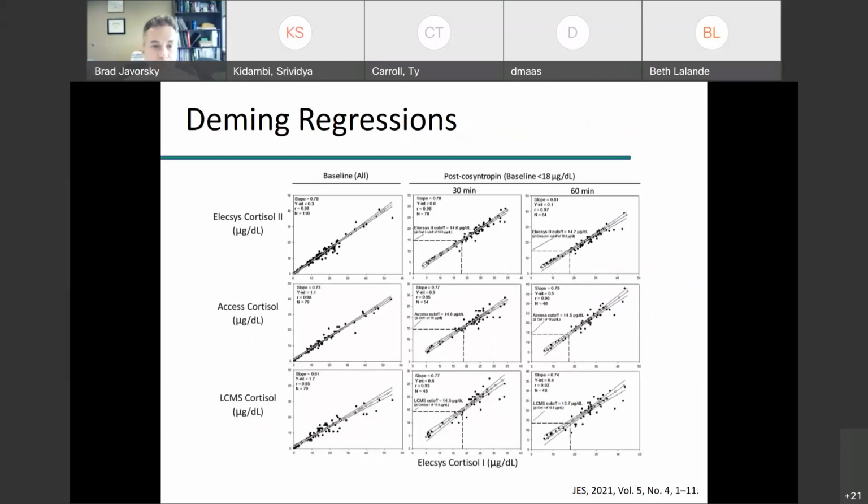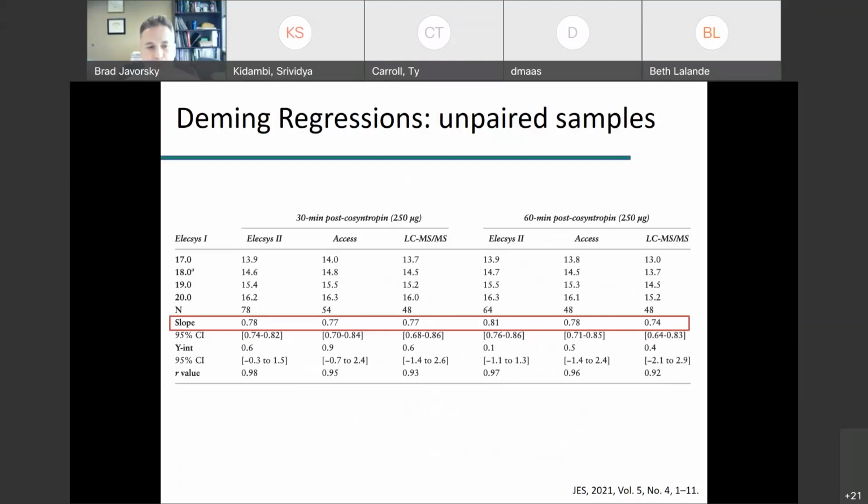Another thing we did is we compared all the different assays and calculated the slope using Deming regression. You can see from this picture that it looks very tight. There's a very high correlation between the Alexis Cortisol 1, the old assay, and the newer assays. So there's a very nice tight correlation. But one of the issues is that the slope is not 1.